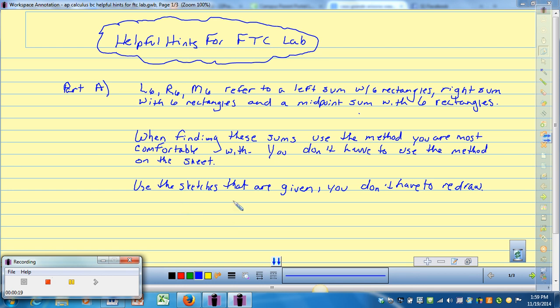It also says draw a sketch, but you should just use the sketch that's given. There's a sketch on the front page for L6, and then on the second page for R6 and M6. So no need to redraw the function. Please remember that you're using the function 9 minus x squared for all 3 of those.